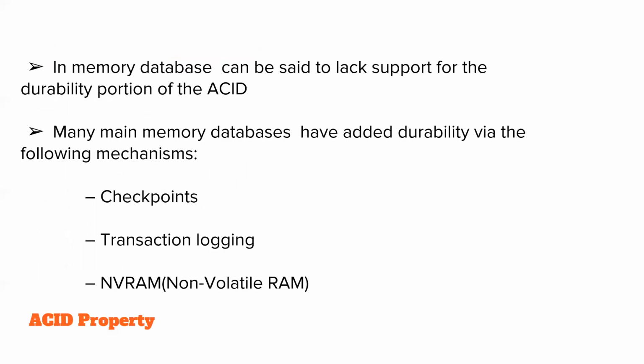An in-memory database can be said to lack support for the durability portion of the ACID properties. Many main memory databases have added durability via the following mechanisms: checkpoints, transaction logging, and NVRAM, meaning non-volatile RAM, which help improve the ACID properties in the IMDb.